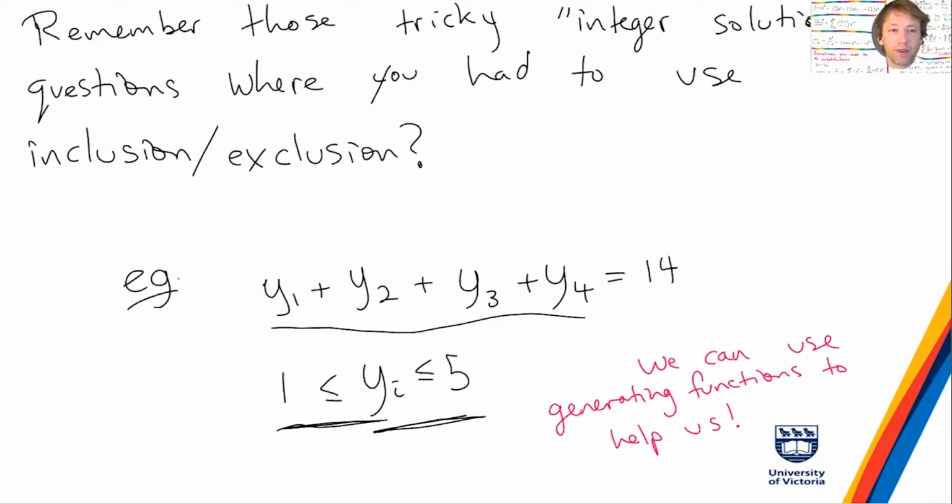And the way we were solving them was using inclusion-exclusion to just look at all the solutions where we don't have any upper bound, right? We just assume this, and then do some inclusion-exclusion. So you want to subtract the solutions where y1 is too big, and then subtract the solutions where y2 is too big, y3, y4, and then add in the solutions where they're both too big, and so on. Remember these things?